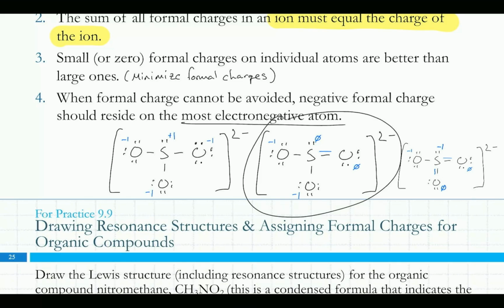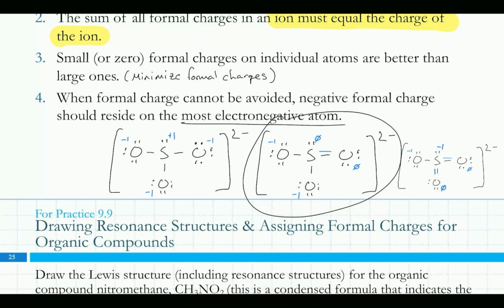I think these two? I guess in this case, because we're talking about the -1 on the sulfur here and the -1 on the oxygen here, it's better to have the -1 on the oxygen. But I also don't really gain anything by adding a second double bond. So that's the difference between this one on the far right and the one in the middle. The one in the middle has 1 double bond, the one on the far right has 2.